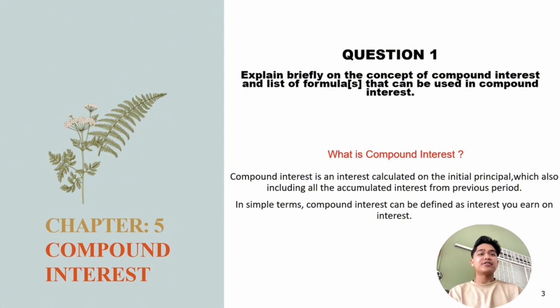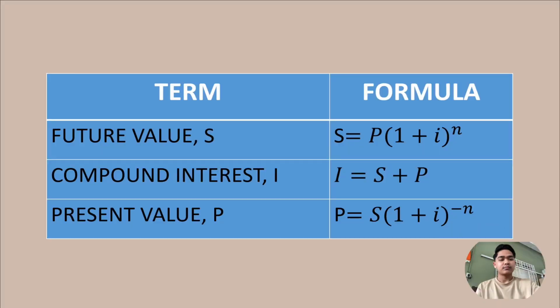Question 1. Explain briefly on the concept of compound interest and list the formulas that can be used in compound interest. Compound interest is an interest calculated on the initial principal, which also includes all the accumulated interest from previous periods. In simple terms, compound interest can be defined as interest you earn on interest.